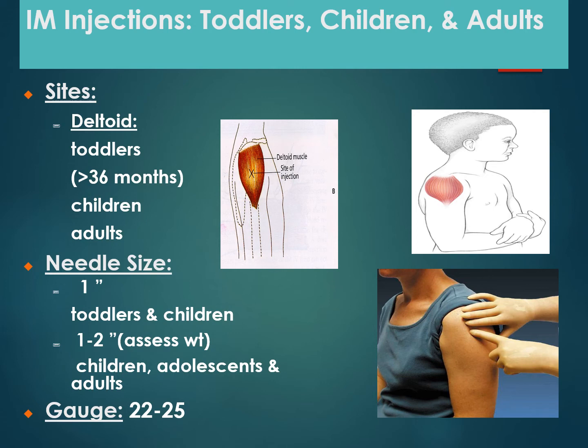Intramuscular injections for toddlers, children, and adults. For toddlers more than 36 months, children and adults, needle size 1 to 1.5 inches. Assess weight for children, adolescents, and adults; that is to say, you must consider weight. Gauge 22 to 25, and these are the places for injection. Here, 3 thumbs, then this is the point where you use for injection. Here, this is the place.